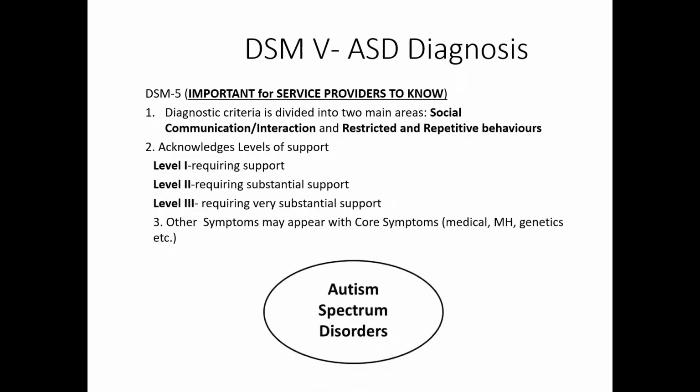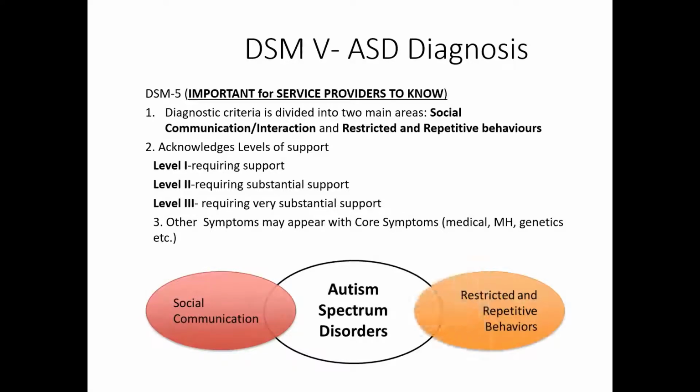So the DSM-5 and autism diagnoses. The DSM-5 is the Diagnostic and Statistical Manual that is used to diagnose autism spectrum disorder. The diagnostic criteria is listed in this manual, and the diagnostic criteria for autism is divided into two main areas: social communication and social interaction, and the second area is restricted and repetitive behaviors. So for some individuals, when they receive an autism diagnosis, this is also attached to a level. So a level 1, a level 2, or a level 3.